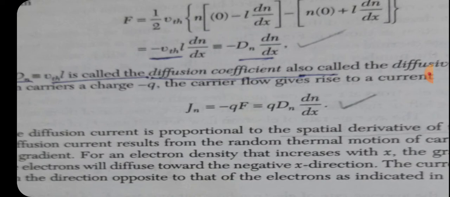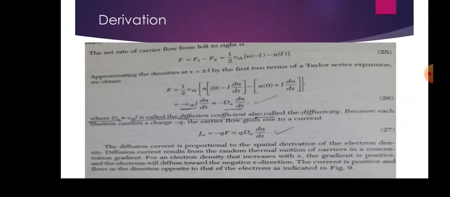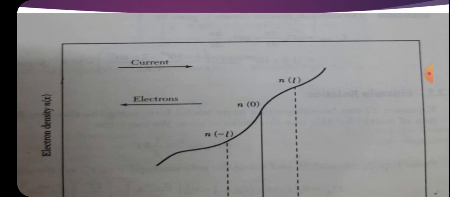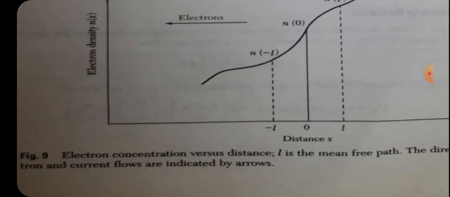For an electron density that increases with x, the gradient is positive and the electrons will diffuse towards the negative x direction. The current is positive and flows in a direction opposite to that of electrons, as we have indicated in the figure shown over here. So, if the current is flowing in the positive x direction, electrons will be flowing in the negative direction.